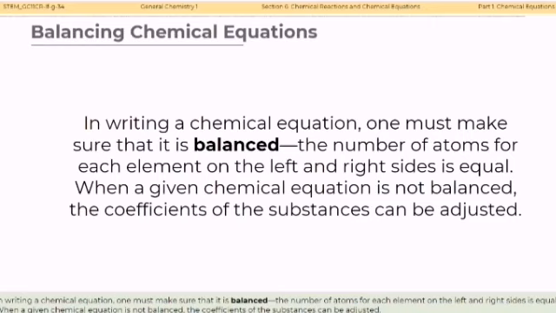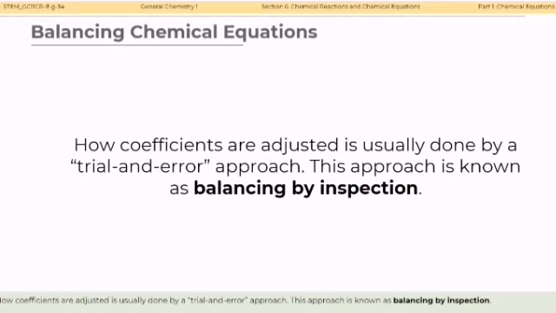In writing a chemical reaction, one must make sure that it is balanced. The number of atoms for each element on the left and right sides is equal. When a given chemical equation is not balanced, the coefficients of the substances can be adjusted. How coefficients are adjusted is usually done by a trial and error approach. This approach is known as balancing by inspection.